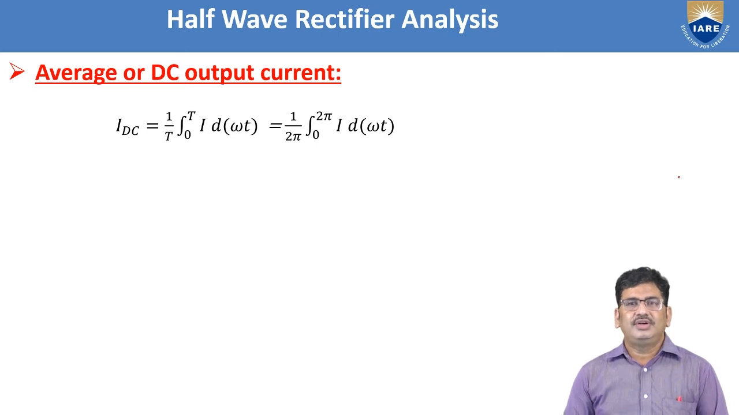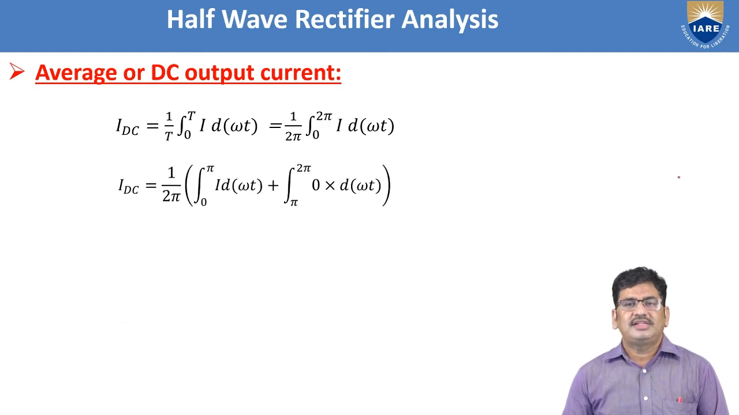So IDC is equal to 1 by T integral 0 to T of i d omega t. As we know, T is equal to 2 pi. So substituting this, we can write the expression as IDC is equal to 1 by 2 pi integral 0 to 2 pi of i d omega t. In the half-wave rectifier output, the signal is not uniform over 0 to 2 pi, so we need to split the integral from 0 to 2 pi into two integrals, from 0 to pi plus pi to 2 pi.